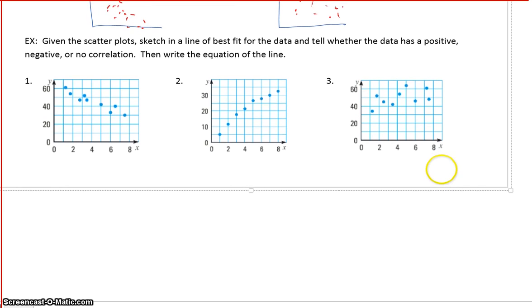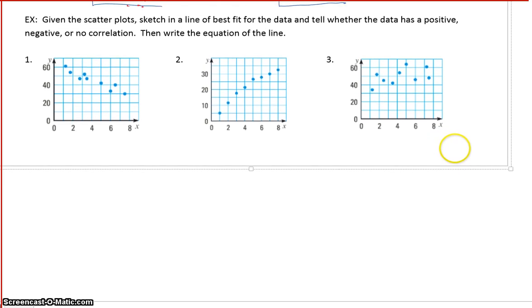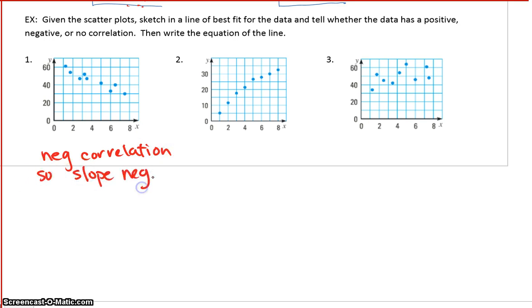Okay, so let's talk more about the line of best fit. Sketch a line of best fit for the data and tell whether the data has a positive, negative, or no correlation. Okay, so this one is going down, so it has a negative correlation, which means that the slope is going to be negative. This one's positive, so it's going to have a positive slope. And this one is positive as well, just not as steep.